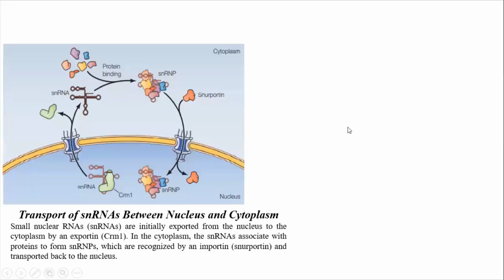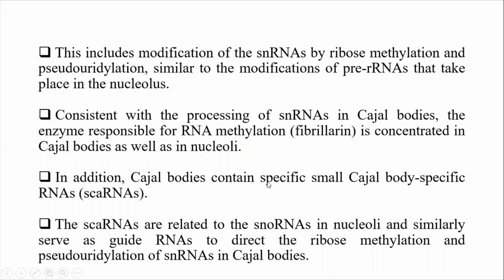Okay, so this is how your snRNPs are getting transported. Now, what all is happening in the Cajal bodies? This includes modification of your small nuclear RNAs by ribose methylation and pseudouridylation, and the modification of the pre-RNAs. Being consistent with the processing in the Cajal body, the enzyme responsible for RNA methylation is fibrillarin, which is again concentrated in the Cajal bodies.